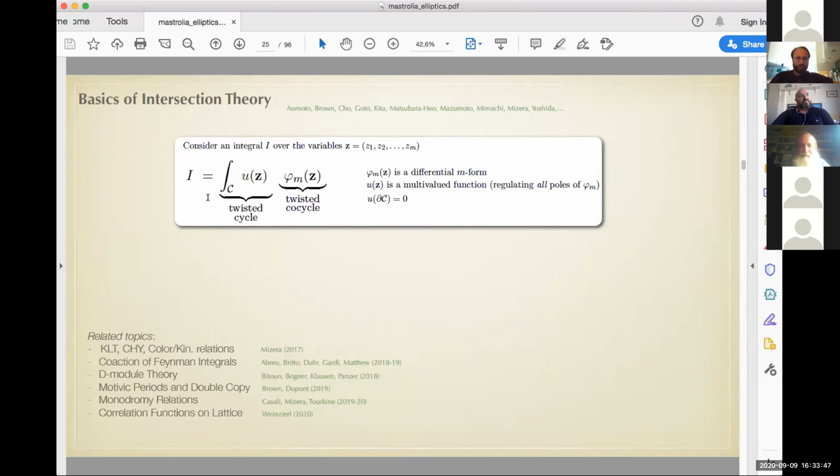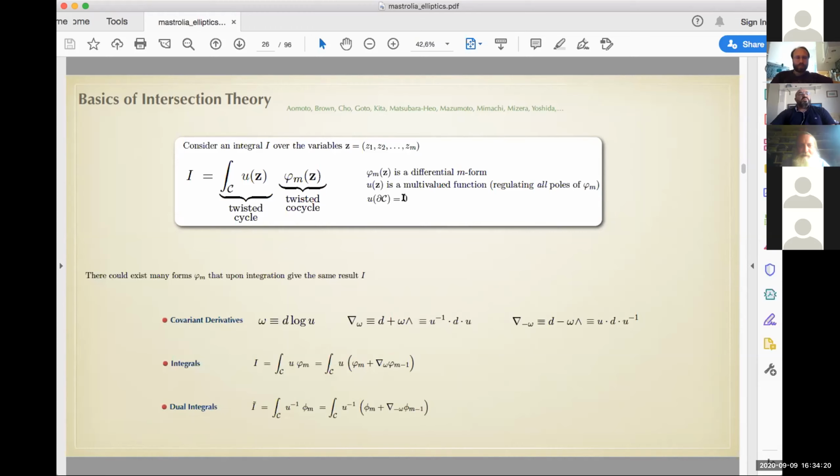So for a mathematician, integrals of such a form are pairings of a cycle, an integration cycle, which is dubbed the twisted cycle, and a differential form, which is defined as the twisted cocycle. And as you see, for the class of functions they are interested in, the properties that enable the integration by parts identities to hold are already built in.